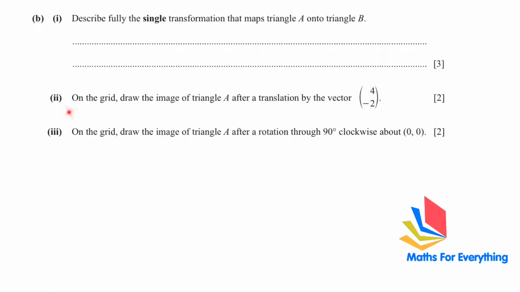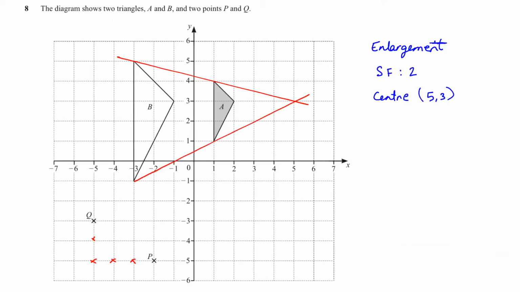Next, on the grid, draw the image of triangle A after a translation by the vector 4, negative 2. So we are going to translate A by 4 and negative 2. I hope you remember what we did in the first part of the question. So it's going to move 4 places to the right. 1, 2, 3, 4. And then it's going to move down by 2 places, 1 and 2.